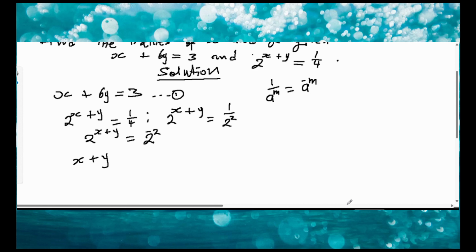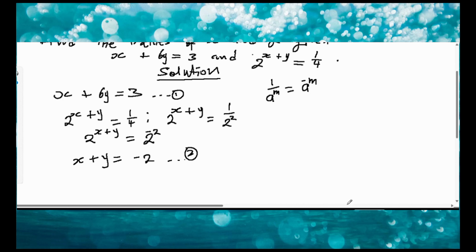x plus y equal to minus 2, right? Then that's going to be our equation 2. Equation 2, not 3. Right, now that we have our equation 1 and equation 2, we can solve them simultaneously.